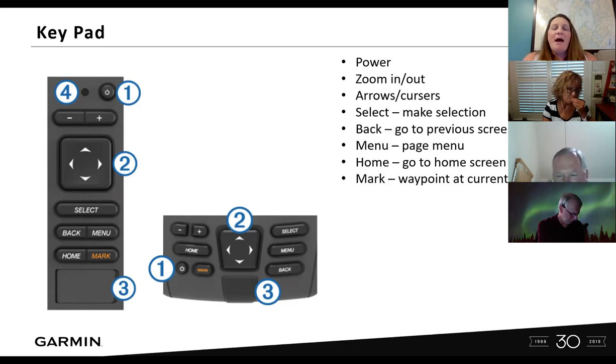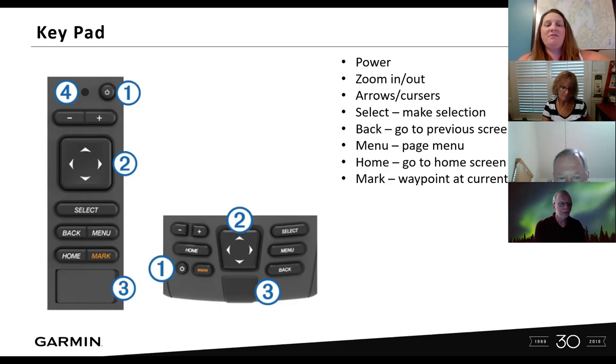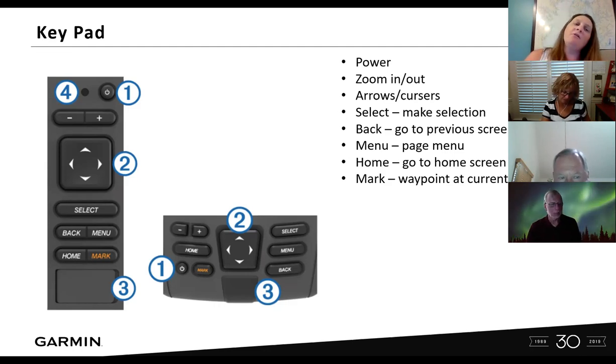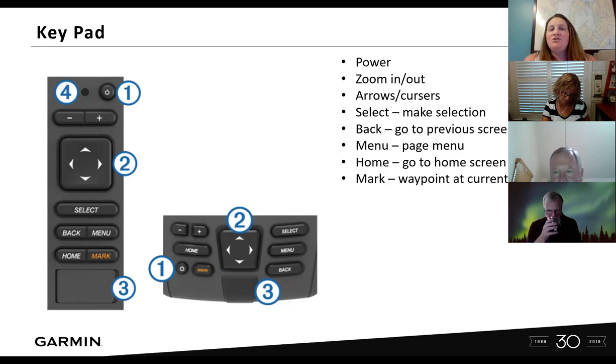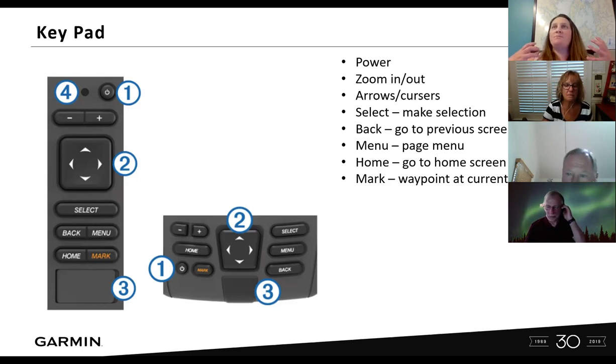All right, so we have the power button. That's actually the number one on both of these. So you have the power button on the bottom left on the 4-inch and the top right on all of the others. This serves two functions. One, obviously power, turn it on and off. But this also gives you a very, very quick way to get to your backlight, the backlight on your screen.